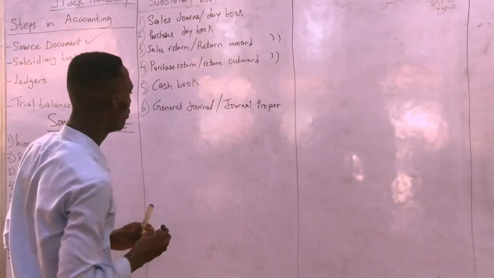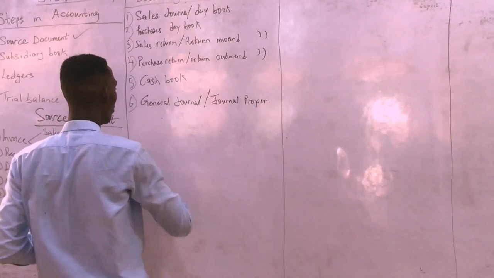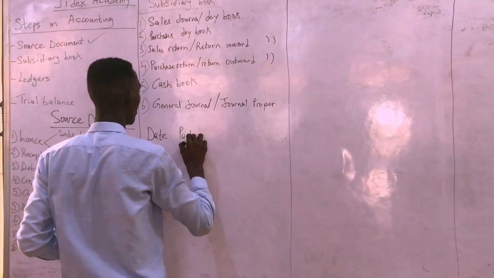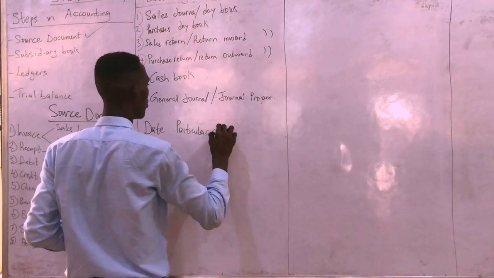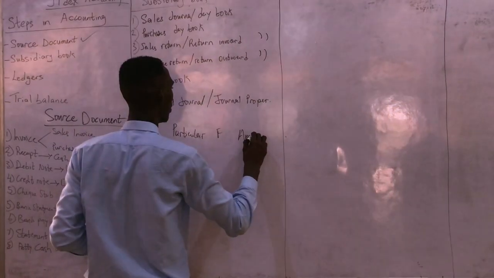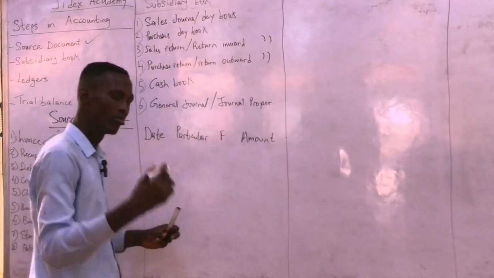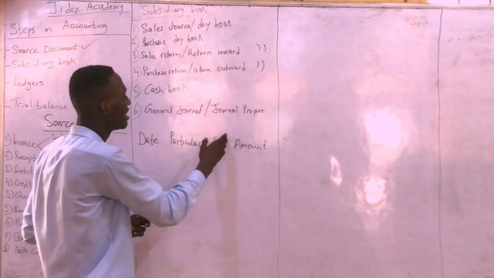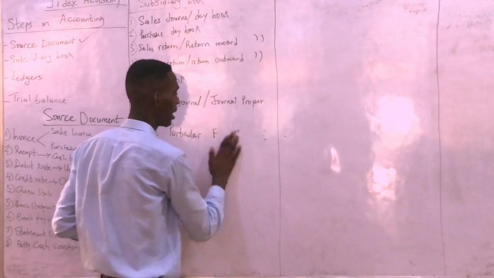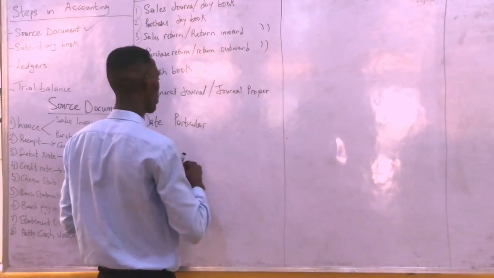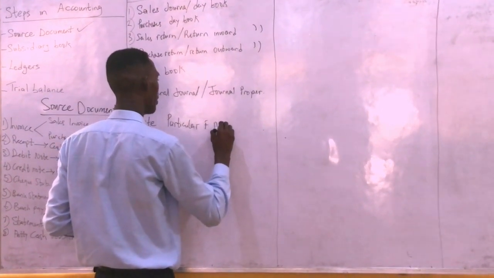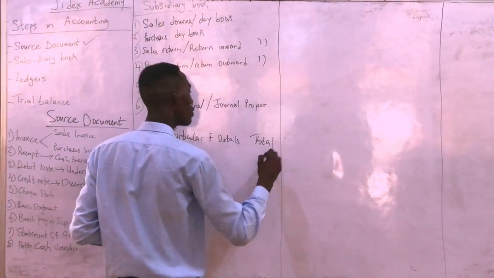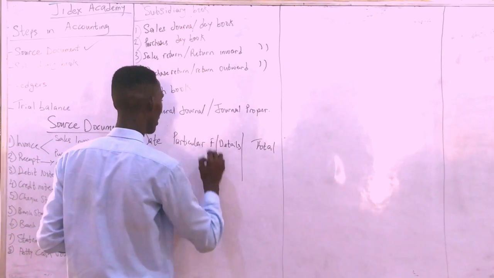Let me give you a format for the day books. You have date, particulars, folio, and amount. In some advanced textbooks or scenarios, they might decide to add details. Let me add details after your folio: details, then total or amount. Any one of these is just more of a standard.